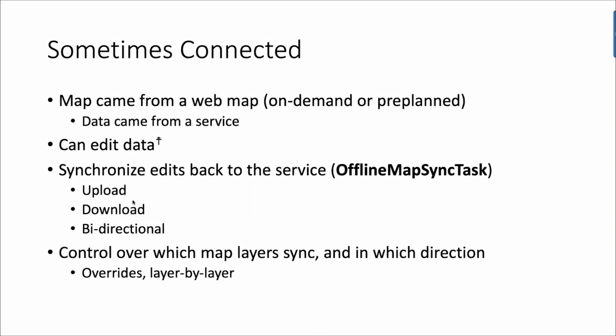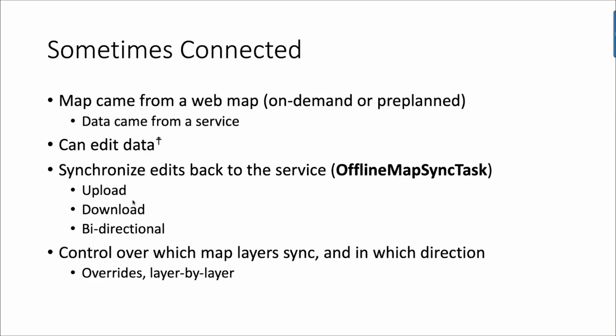So just going over that again really quickly and covering some of the highlights. Remember that in the sometimes connected scenario, a map came from a web map, so the data came from the service, so you can edit. And you need to understand what you're going to be synchronizing, and remember that you have these overrides that give you layer by layer control.